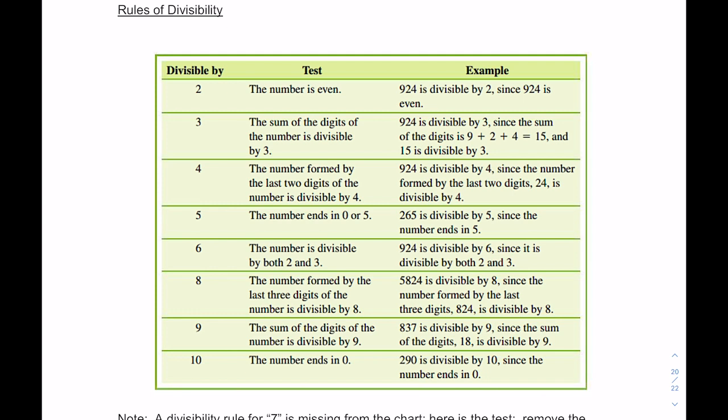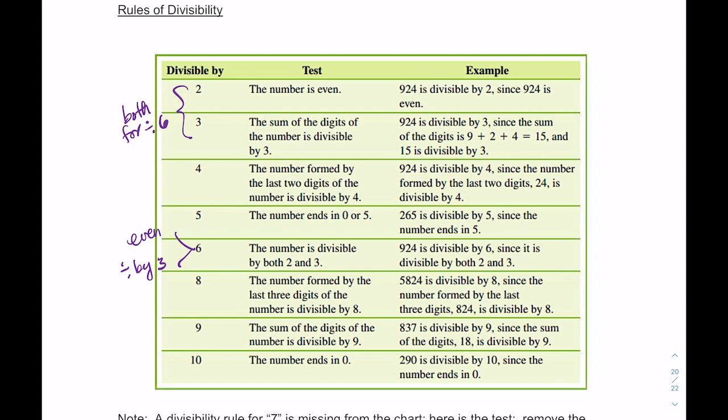A number is divisible by 6 if it's divisible by both 2 and 3. So if you think of both of these together, to be divisible by 6, it has to be an even number, and when you add the digits, it should be a number that 3 can go into. So 924, it's even, and if we add the digits, as we saw here, we got 15, and 3 can go into 15. Because it's even and because it's divisible by 3, that means 6 can go into it. So think of it as two separate things: it's got to be even, and the number has to be divisible by 3.